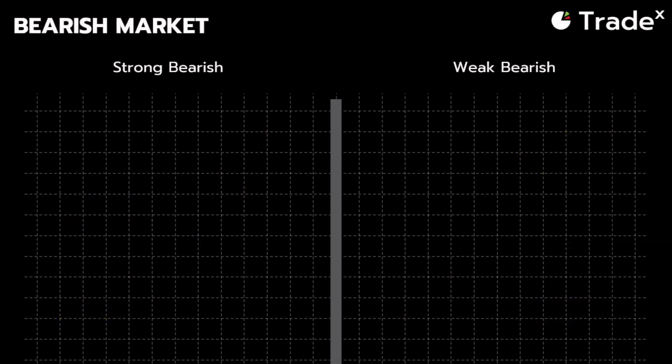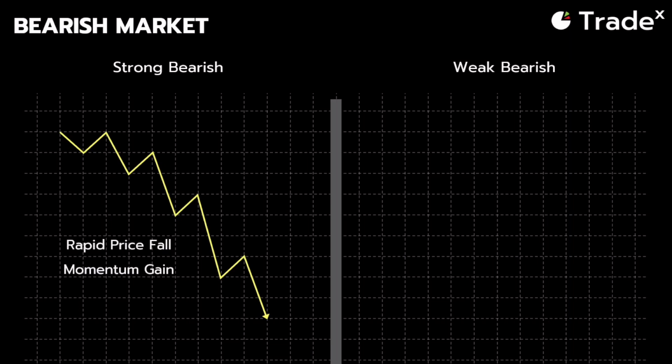Similarly, in a bearish market, the overall sentiment is negative and prices are generally declining. This market can also be divided into two categories: strong bearish and weak bearish. In a strong bearish phase, the price drops swiftly, creating lower lows with significant decreases. This sharp decline indicates strong downward momentum and often suggests a continuation of the bearish trend.